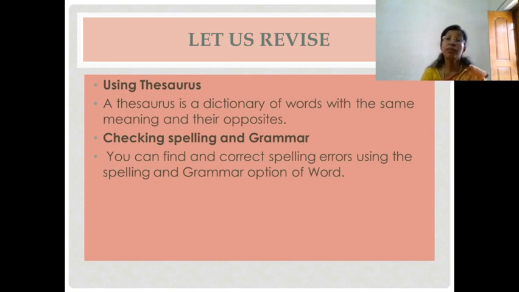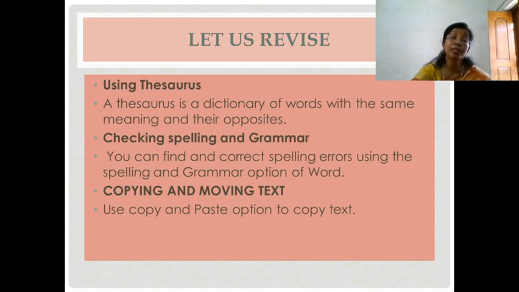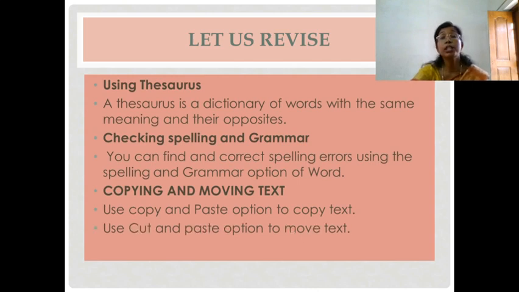By default, in a Word document, the spelling mistake is highlighted with a red wavy line and the grammatical mistake is highlighted with a green wavy line. Okay, then we studied about copying and moving text. Word allows you to copy the text that is already there in your document and paste it in some other place. Okay. The copy and paste options are used for copying text to another location.